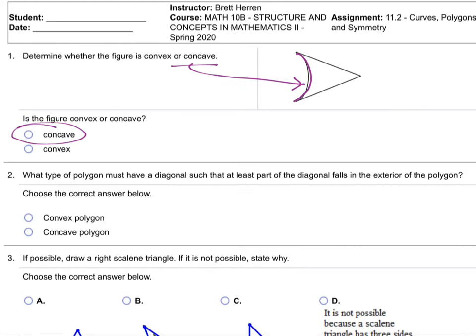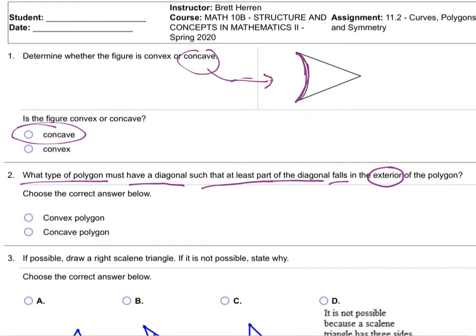How about question 2? What type of polygon must have a diagonal such that at least part of the diagonal falls in the exterior of the polygon? That's a bunch of fancy talk. But what they're really saying, remember the formal definition? We can look at this last picture right here, and we can just say, oh, it's concave. It caves in there. And that's right.